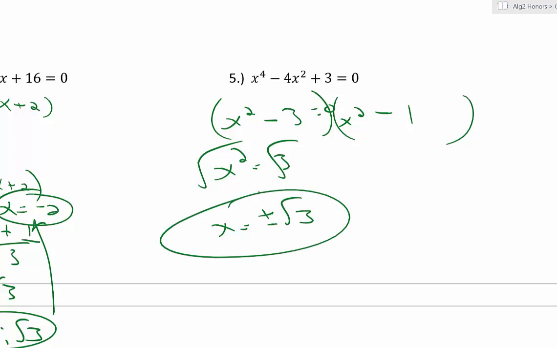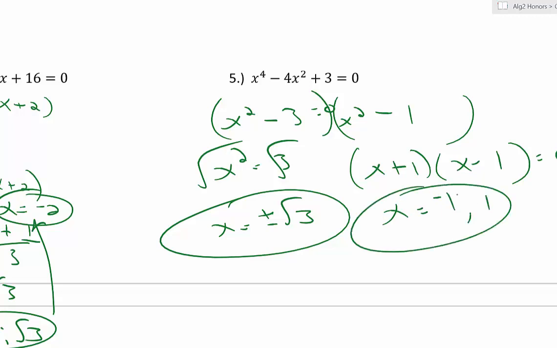X squared minus 1, we can use the same idea for, since factoring is one thing that we sometimes forget about. I'm going to show it by factoring. So x equals negative 1 and positive 1. Again, we have the fourth power, so negative 1, positive 1, plus or minus square root 3.